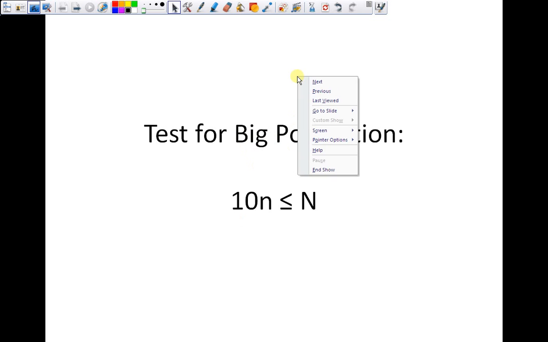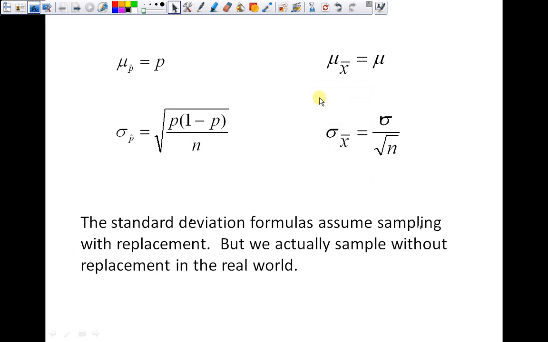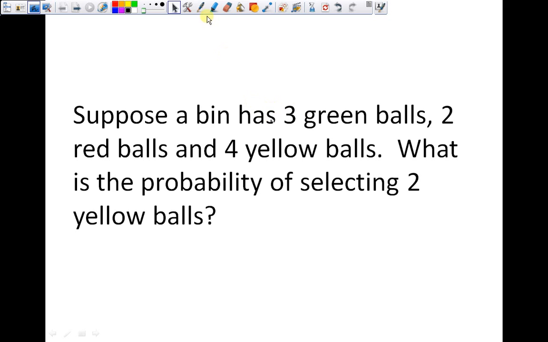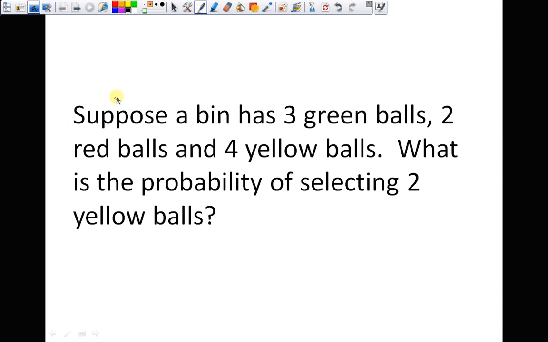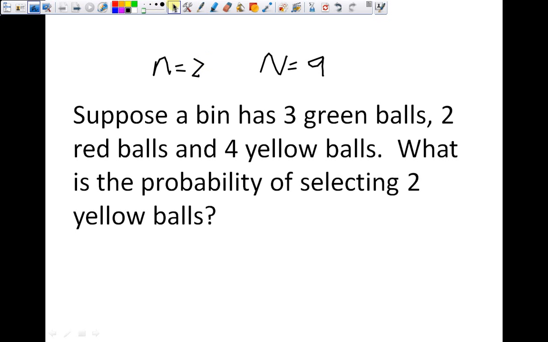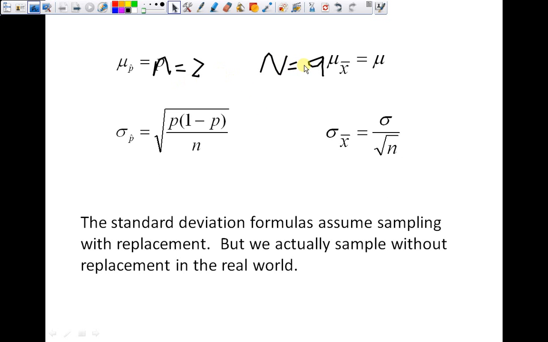So let's go back to the first example. We're sampling 2 people, and our population was 9. We had 9 balls, and we're going to sample 2 of those balls. So it did make a big difference whether we sampled with replacement or without replacement. Notice that big N would have to be at least 20 if you're taking a sample size of size 2.